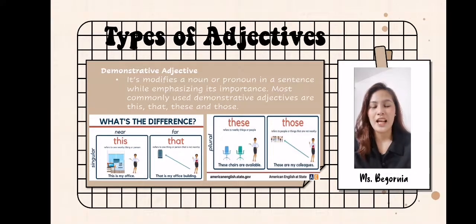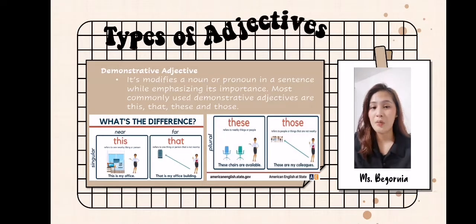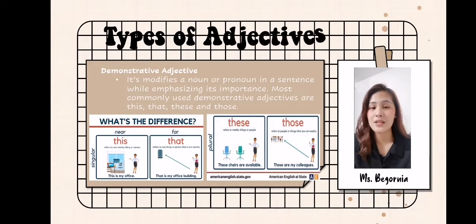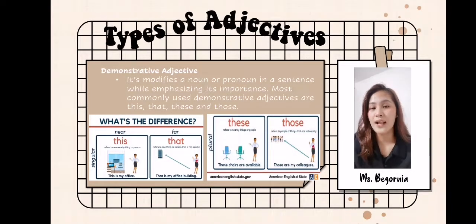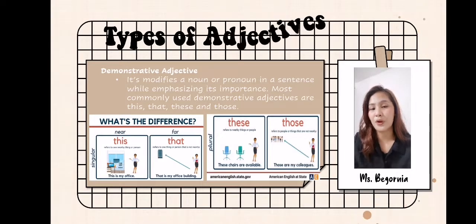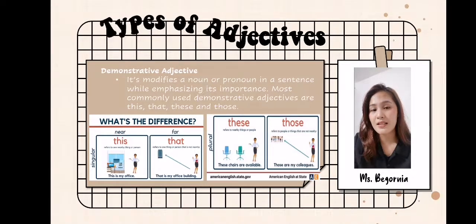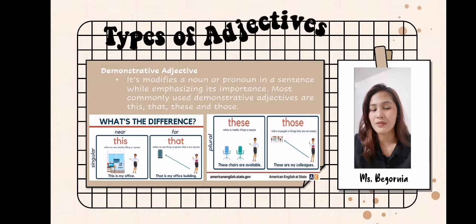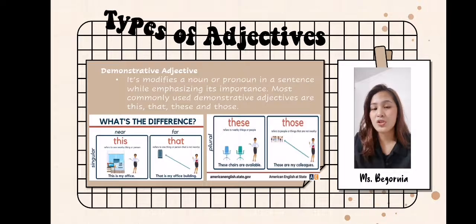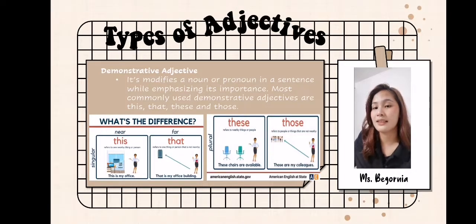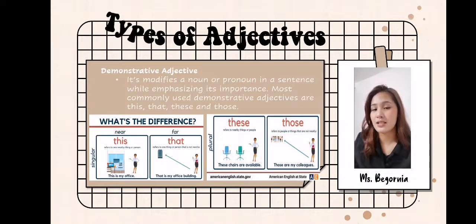Demonstrative adjective. It modifies a noun or a pronoun in a sentence while emphasizing its importance. The most commonly used demonstrative adjectives are this and that for a singular person or thing, while these and those are used for plural. When a thing is near to you, we usually say this. For example, this is my office. While for that, we usually use it for describing a thing that is far from us. For example, that is my office.